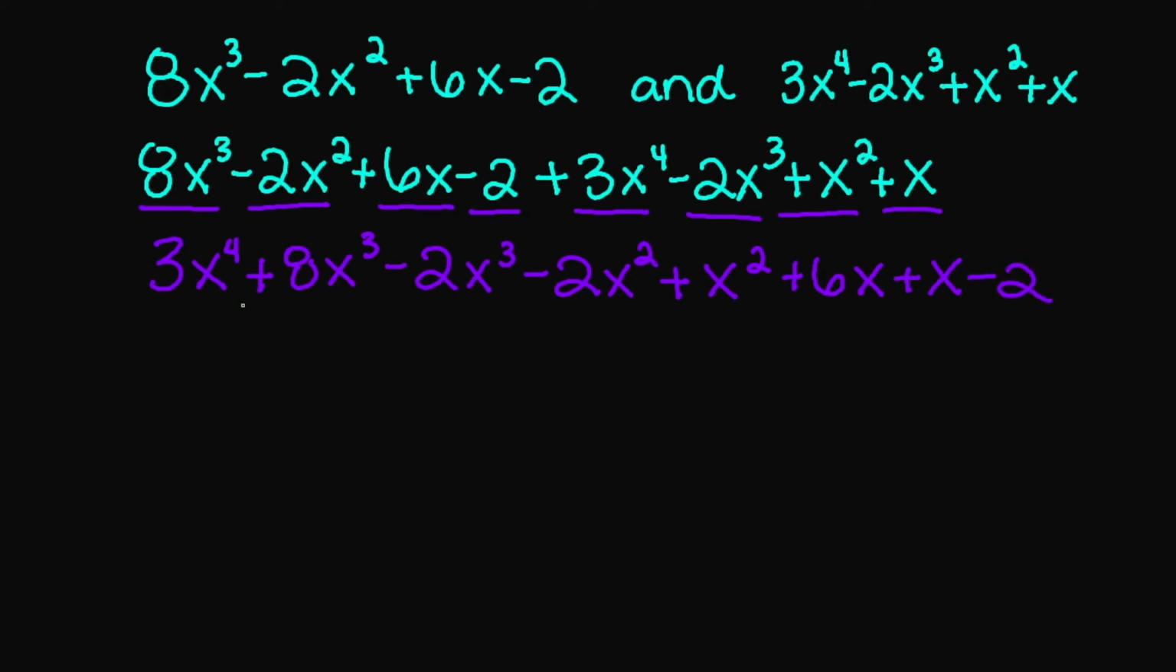Now we're going to combine like terms. So we have 3x to the fourth here. We do not have any others. So I'm going to write 3x to the fourth. Then we have positive 8x cubed minus 2x cubed.